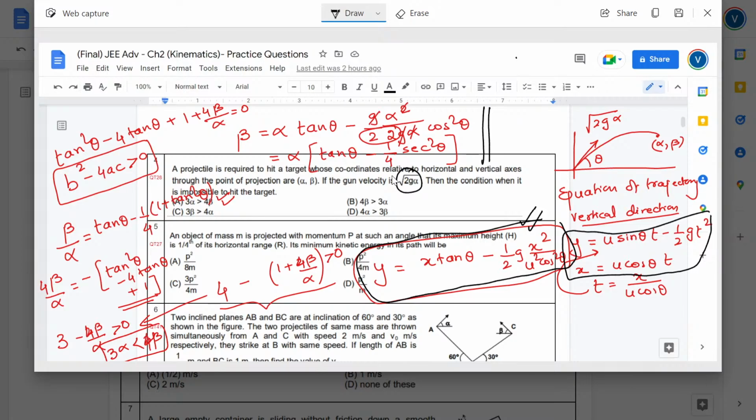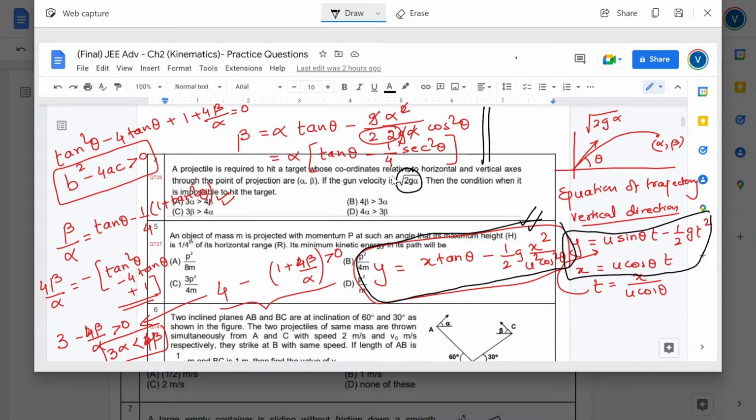What we are saying is the condition when it is impossible to hit the target. What that means is that we need to determine the relation between beta and alpha such that this equation does not have any real roots. If there are no real roots, that means there is no value of theta between 0 and pi by 2 for which it can hit the target, or go through that coordinate alpha, beta, right?